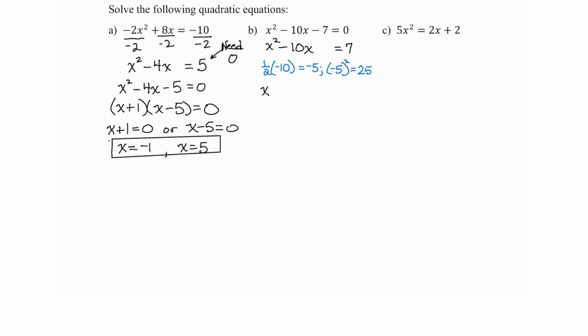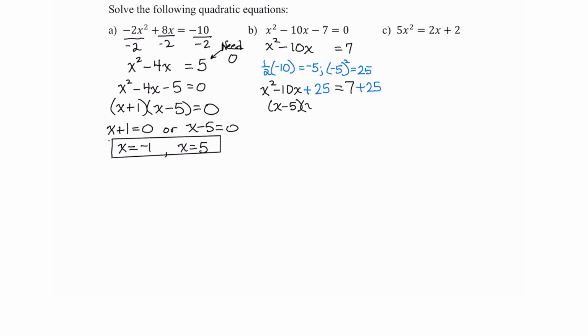So we have x squared minus 10x plus 25 is equal to 7 plus 25. Remember, you have to make sure that you keep that equation in balance. Now factor x squared minus 10x plus 25. Well, that factors as x minus 5, x minus 5.